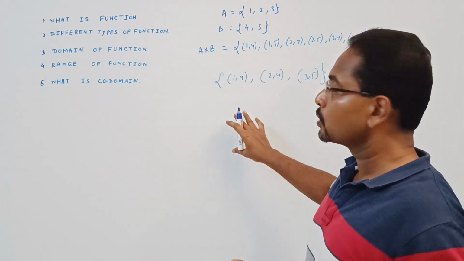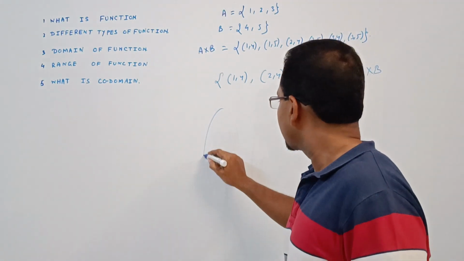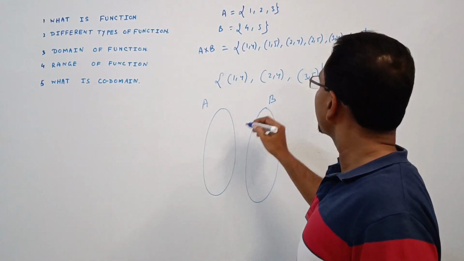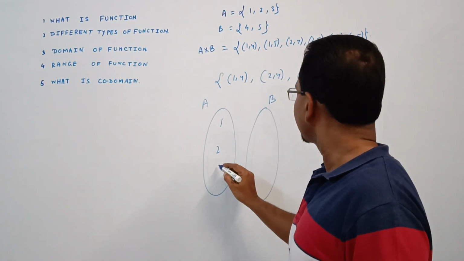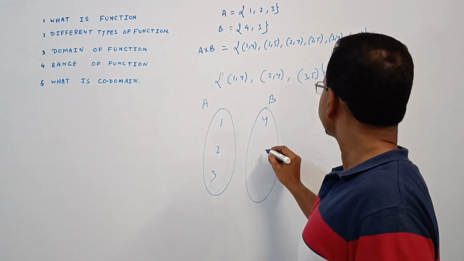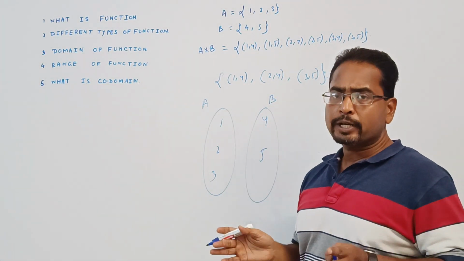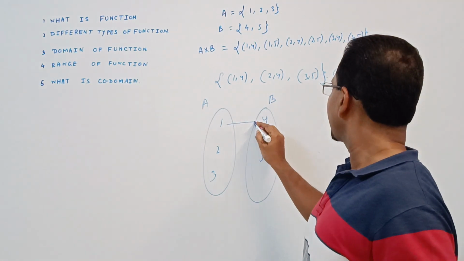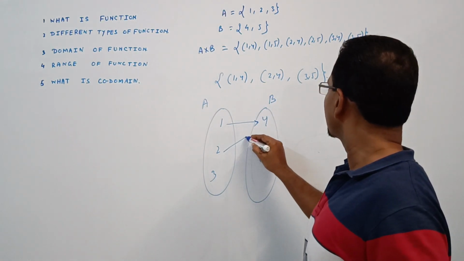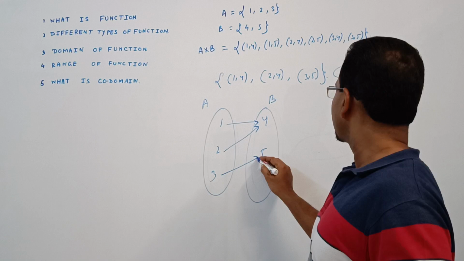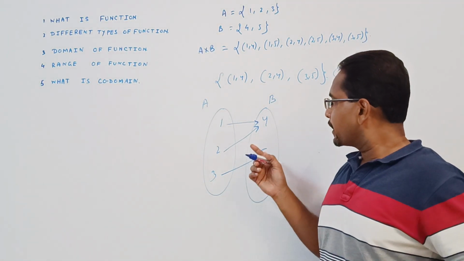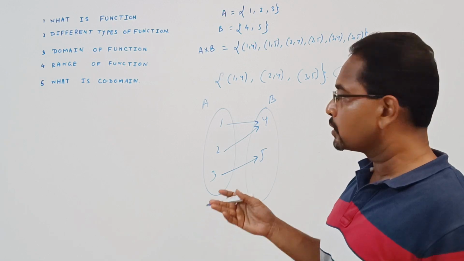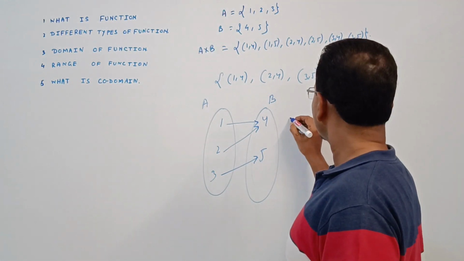For that I am going to show the arrow diagram. As I have done earlier, I will make two circles. Over here I have written A and B. In A the elements are 1, 2 and 3, and in B the elements are 4 and 5. Now I will associate the elements. Since we have (1, 4), 1 gets associated to 4; (2, 4), so 2 gets associated to 4; and (3, 5) means 3 is associated to 5. So we can say that 1 is associated to 4 and 2 is also associated to 4. This type of relation is called a many to one relation.